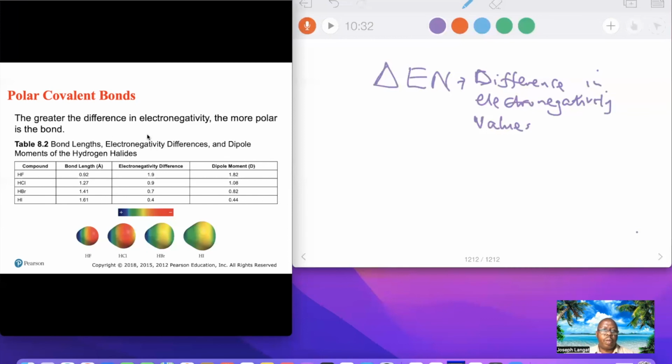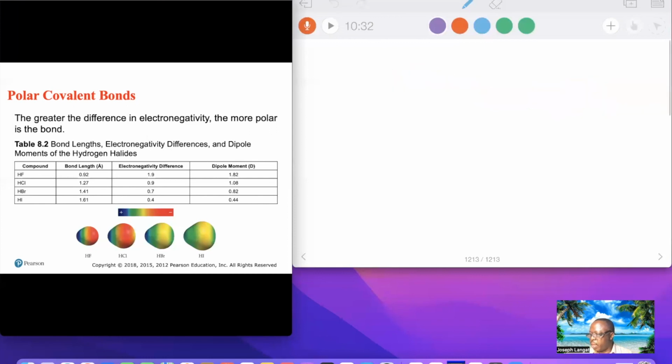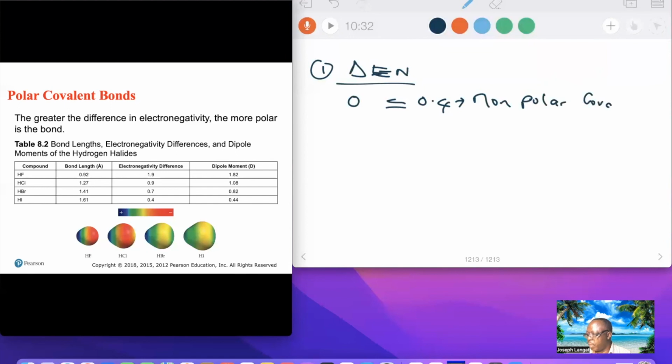The bigger the difference, the more polar the bond is. And here is our benchmark. A change in electronegativity from 0 to less than 0.4 is non-polar covalent.